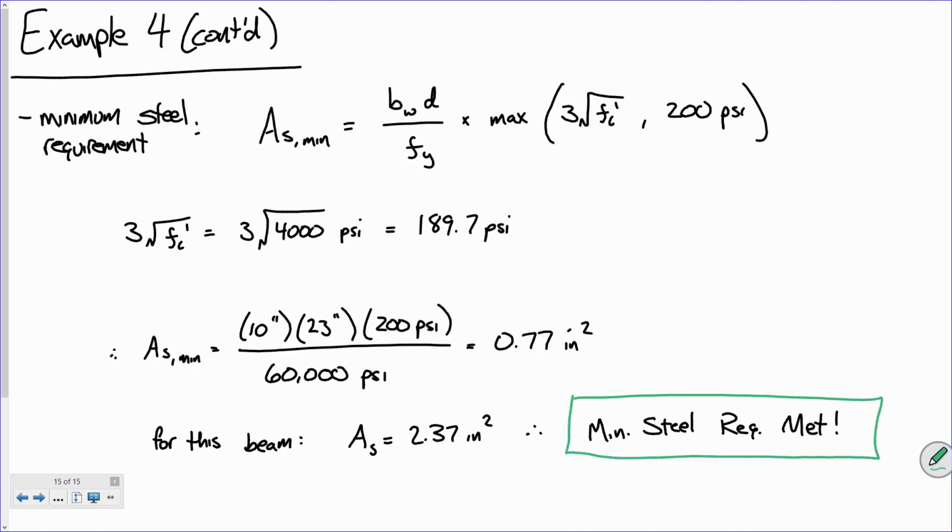So the AS is not per bar, it's 3 times 0.79. Is AS for the beam? Yes, for the beam. Not saying each bar must be. No, that's a good question. It's just saying that the beam must have this much steel. Think about it like this.